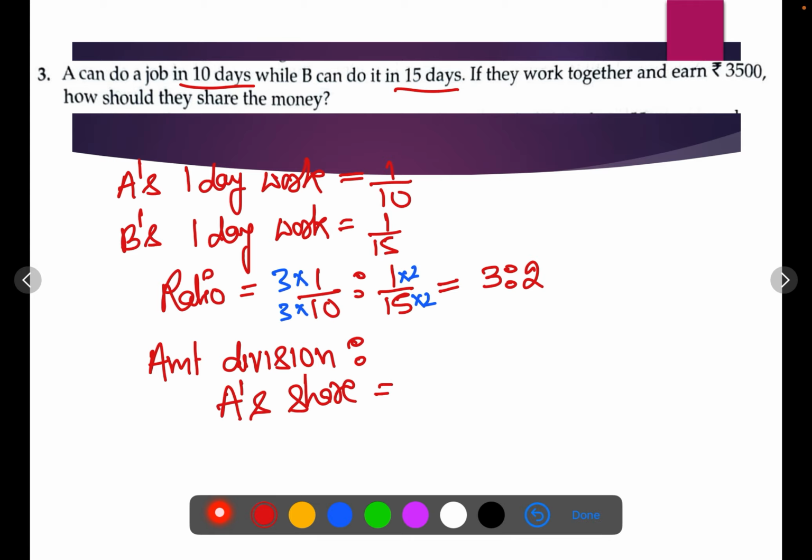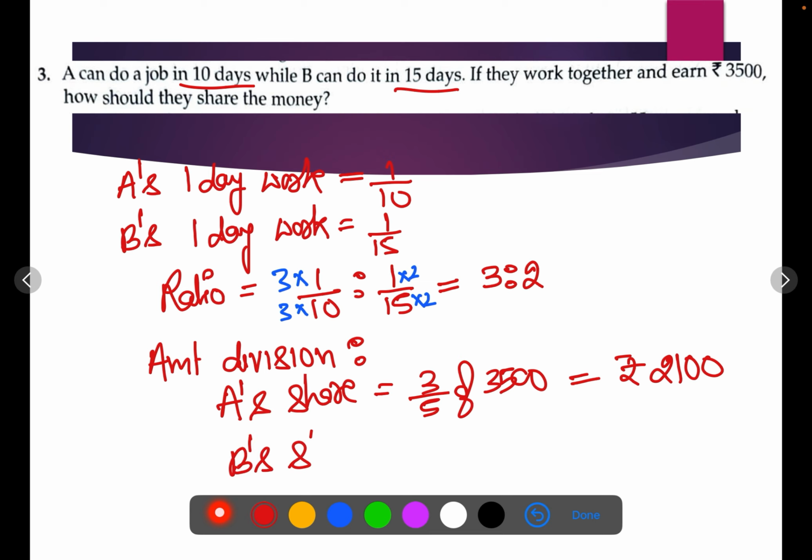A's share will be 3 by 5 of 3500. So it comes out to be 2100. B's share will be 2 by 5 of 3500. That comes out to be 1400, or I can simply subtract also. 3500 minus 2100, that gives me 1400.